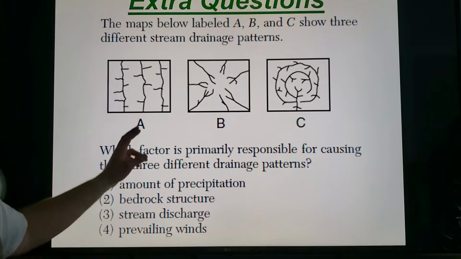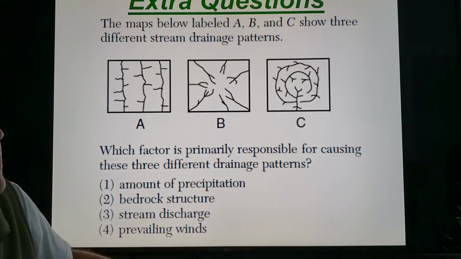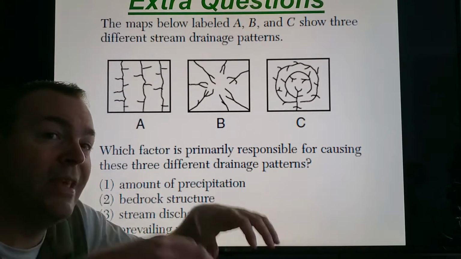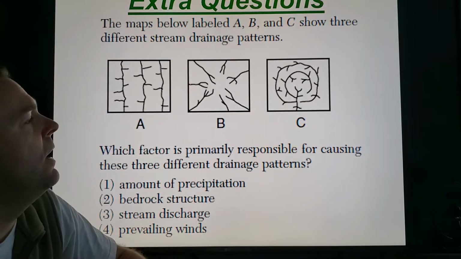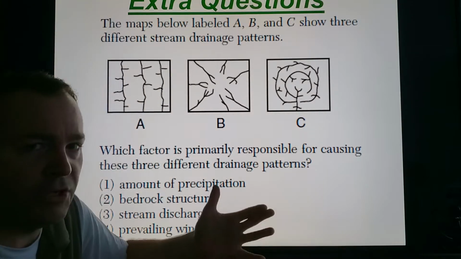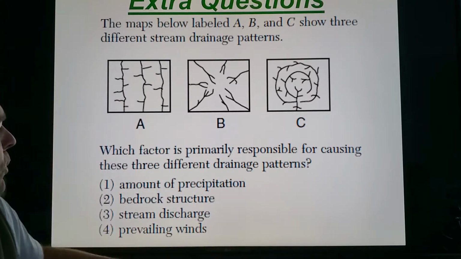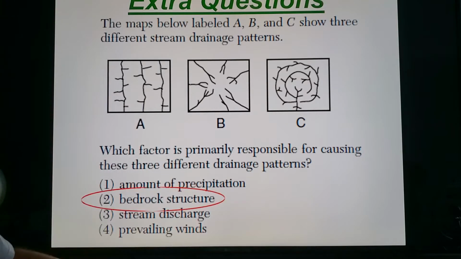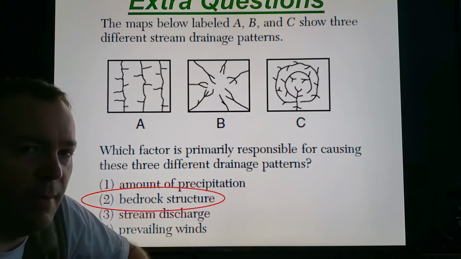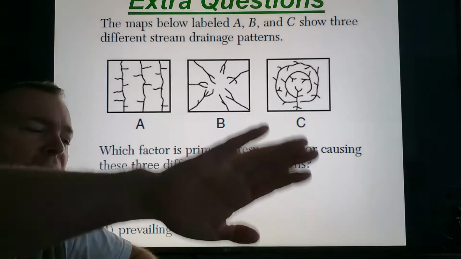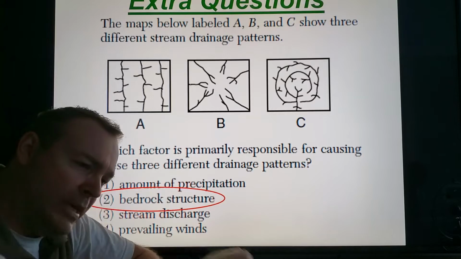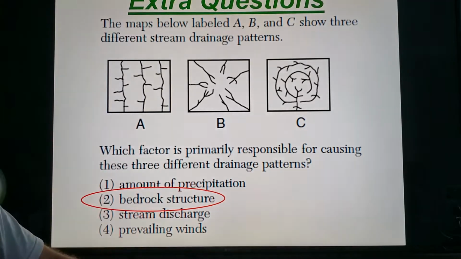All right, which factor, remember these are stream drainage patterns here. When it rains, the water always flows downhill. Downhill could be any compass direction, right? Does not have to be south. Which factor is primarily responsible for causing these different patterns? Well, you got to go with the type of rock that's there. Remember, softer rock wears away faster. You get a low spot, water heads toward that low spot. Okay?